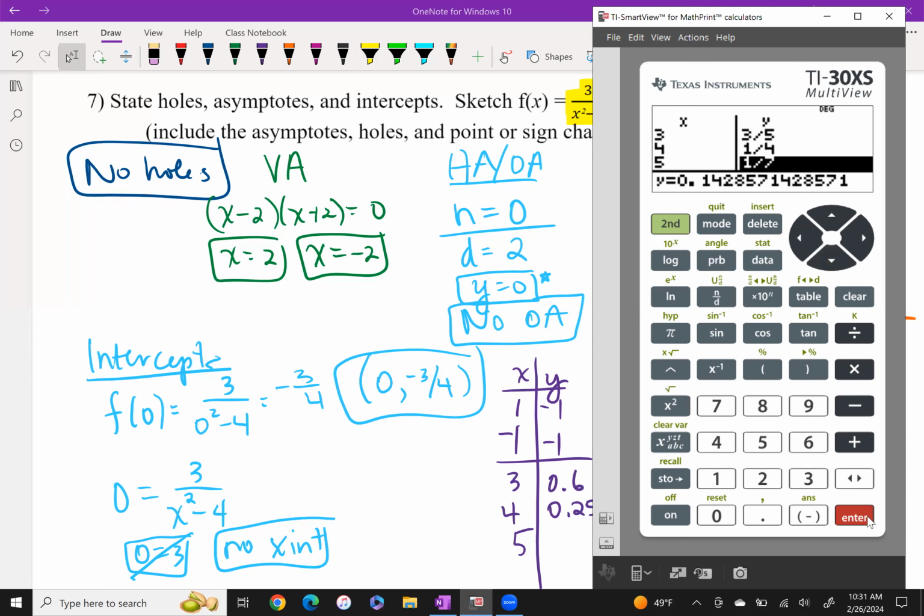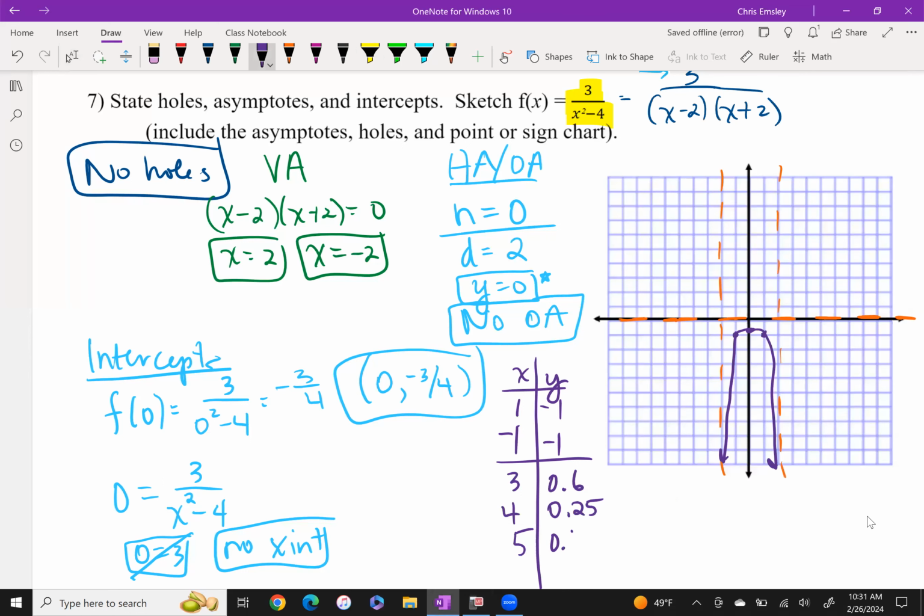I'm just going to put 0.1 because we can't graph anything so specific anyway. So 3, 0.6, 4, 0.25, 5, 0.1. I mean, those are tiny decimals, but you can see what's happening. It's getting closer and closer to that asymptote. And then over here, we really have no choice. It's going to turn and go up and get closer and closer to that vertical asymptote.